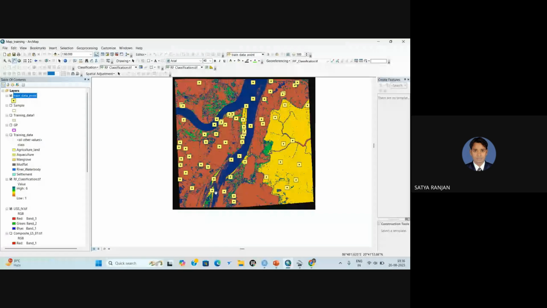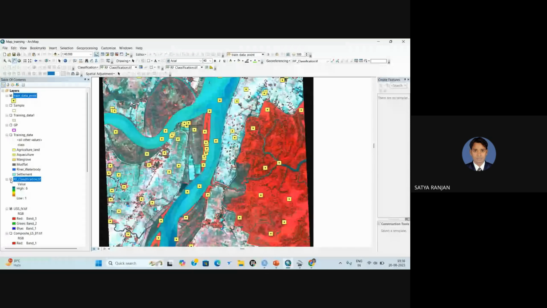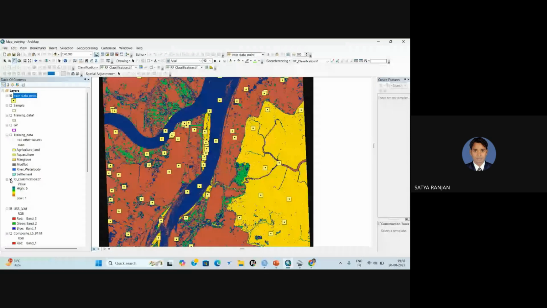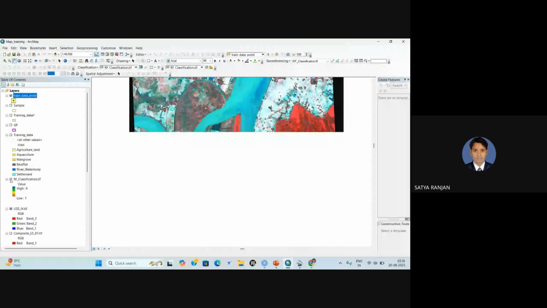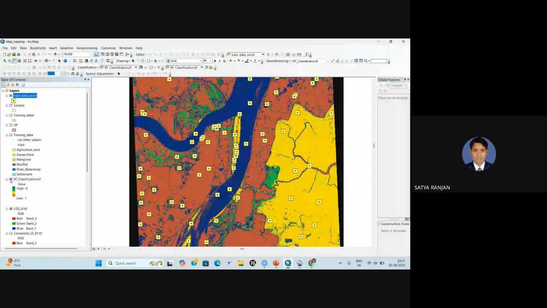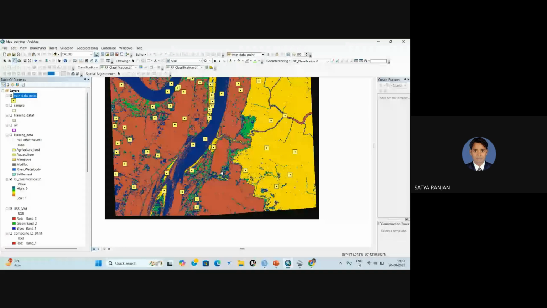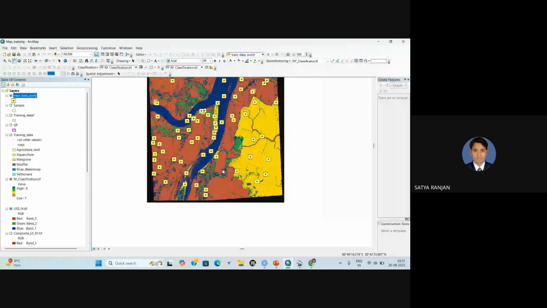This is the original image, then this is the classified image. Some errors are also found. It is not clearly giving the input data, that's why it shows some errors. I just randomly chose this sample data. If you choose consciously, then it may give a better result for this image.